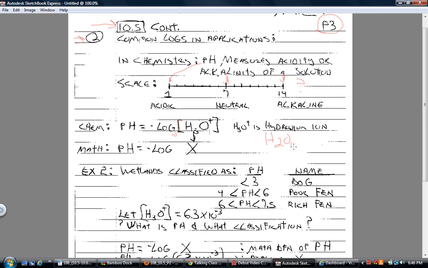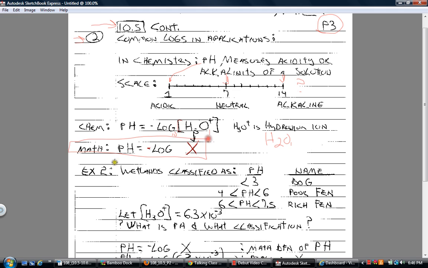Now, make life simple for yourself. The math equation for this, I still stick with the pH just because most people are comfortable knowing what it is, equals the negative log of what variable? We'll just pick x. Okay, so there's your setup.